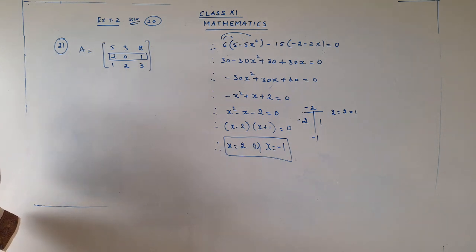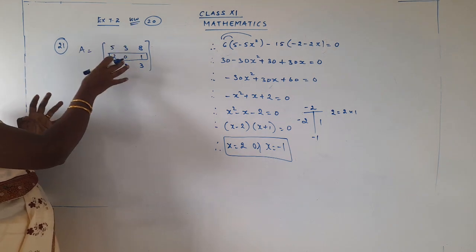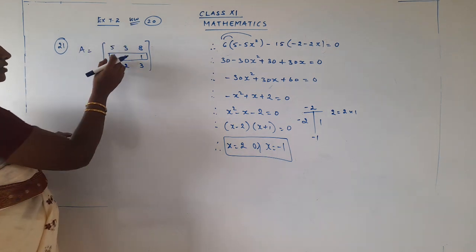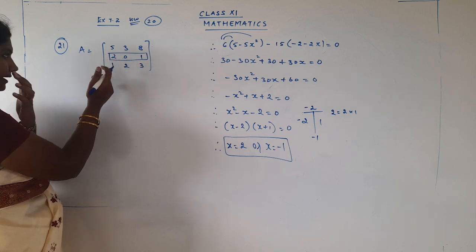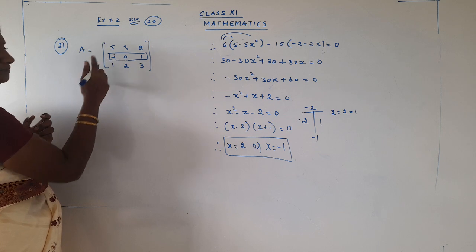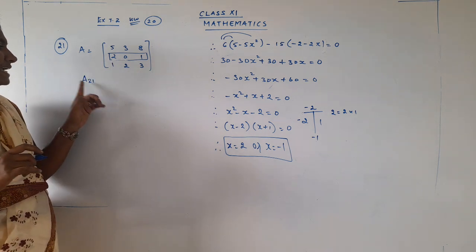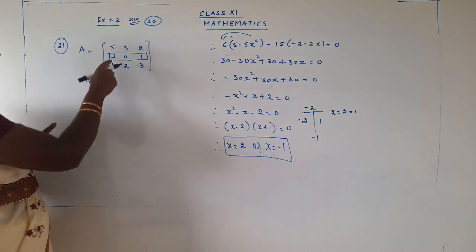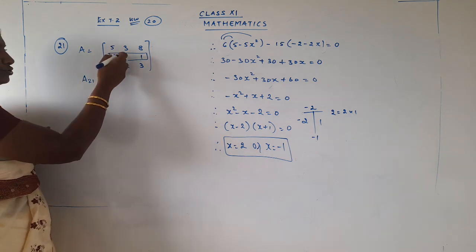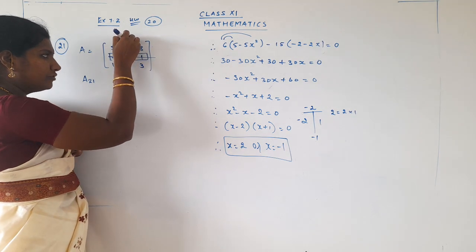Now let's see how to start this up here. So I am going to use this second row. Using second row, I have to get the answer. So first of all, I will take a cofactor of this. I will write down here A. This is second row, first column. So I write A, 2, 1. What is the meaning of 2, 1? Second row, first column. So what is the element here? 2. So what you have to do is you have to just neglect this. And you have to neglect this.